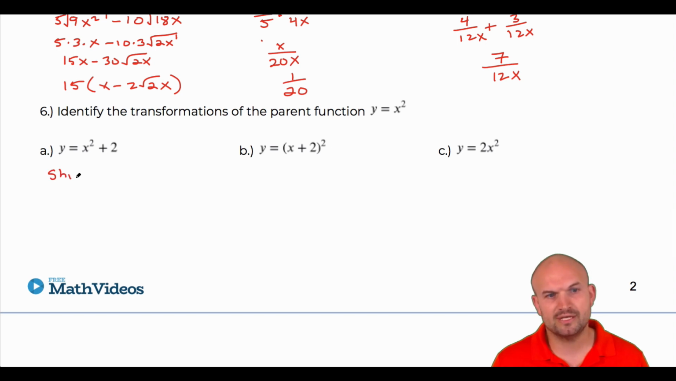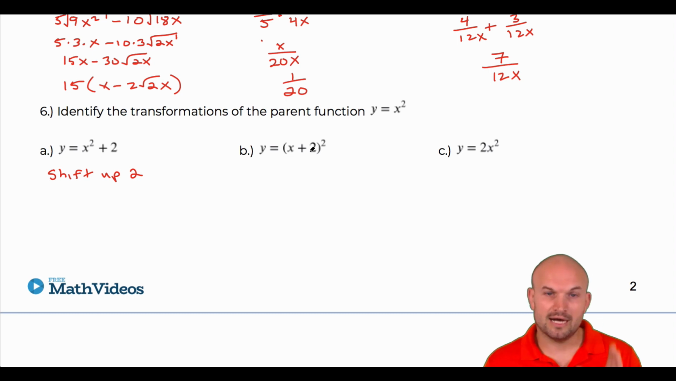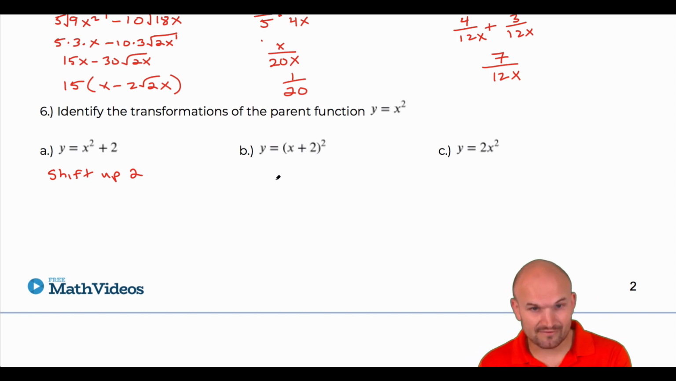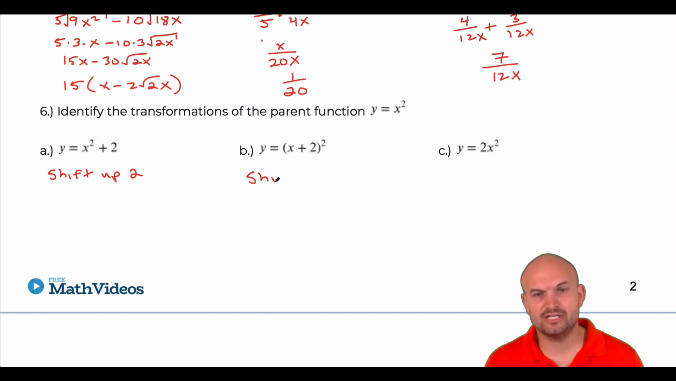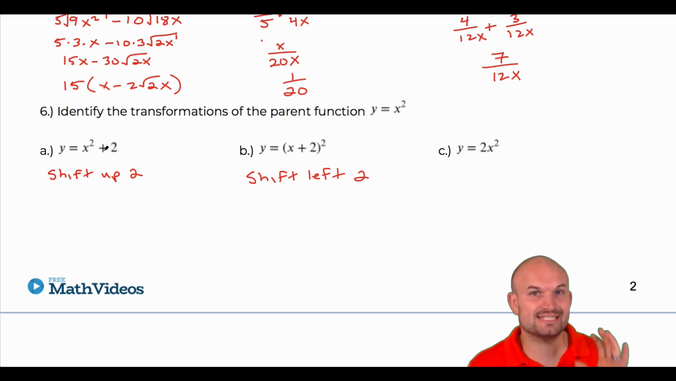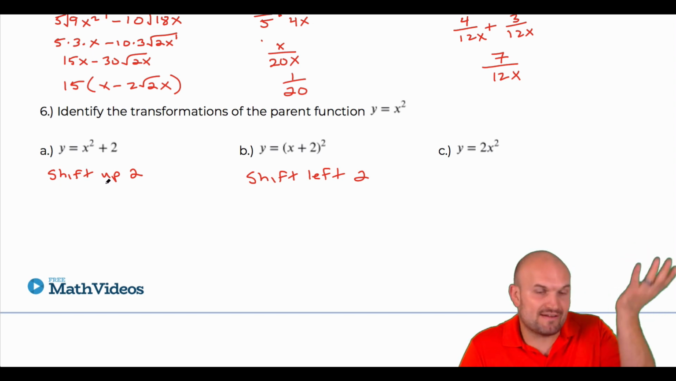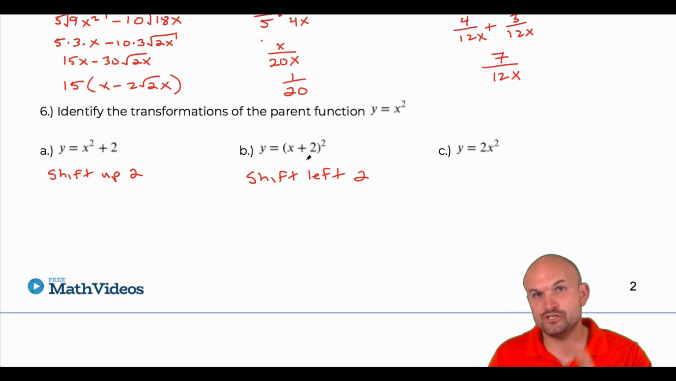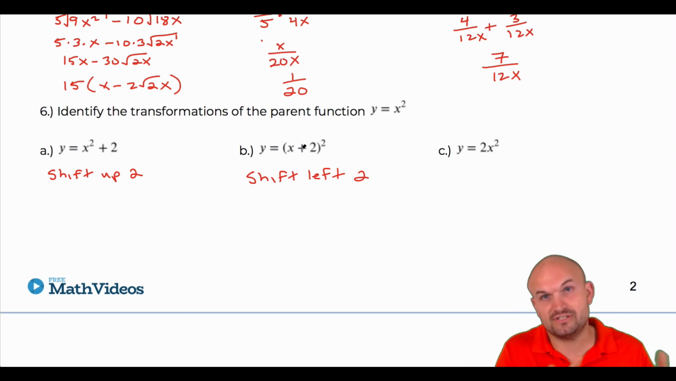This is going to be a shift up 2. When you're adding 2 inside of the function, though, that's going to have to be a shift to the left 2 units. And you notice how these two are adding. This is adding outside the function. That shifts the graph up. Here we're adding 2 inside the function. That's shifting the graph to the left.